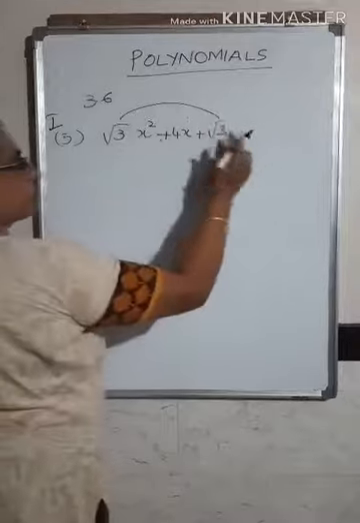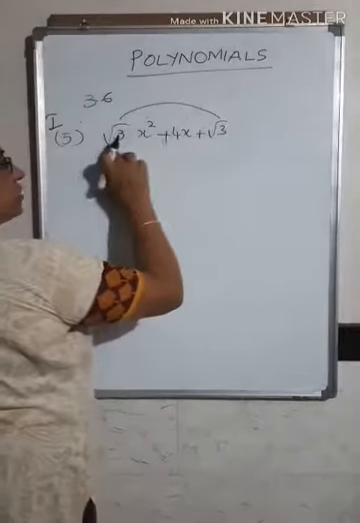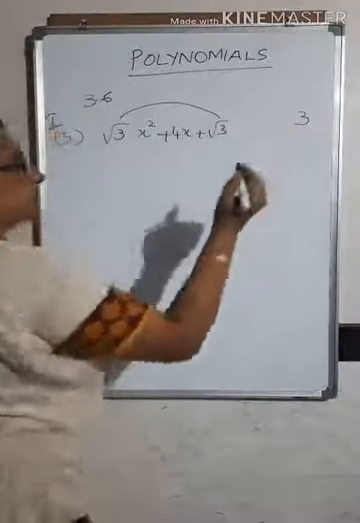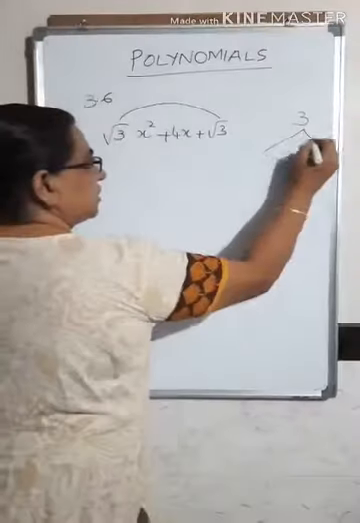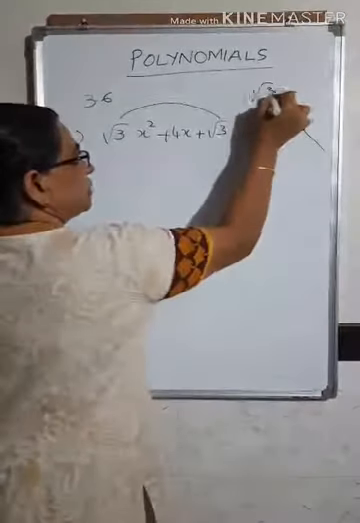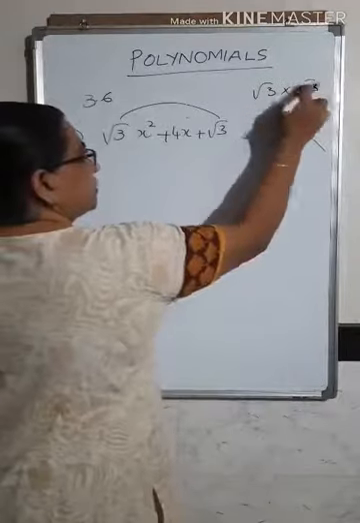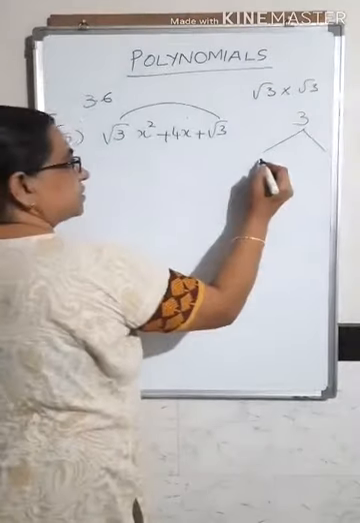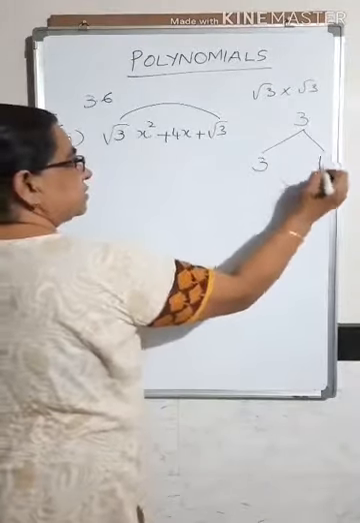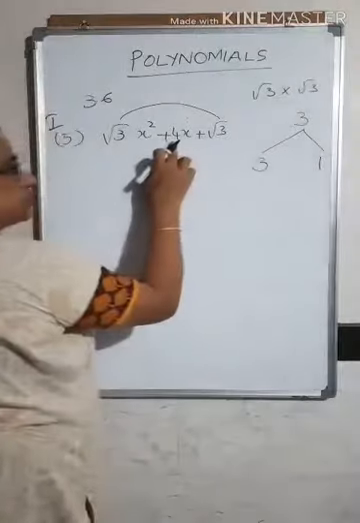When you take the product of the first and the last term, root 3 into root 3, you will get 3. Now the factors for 3 are, first, root 3 into root 3. Root 3 into root 3 value is equal to 3. The factors for 3 are 3 and 1, and 3 plus 1 is equal to 4.